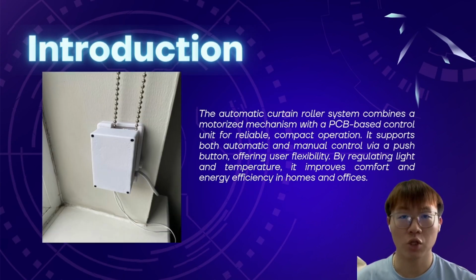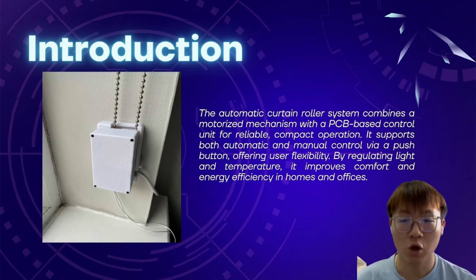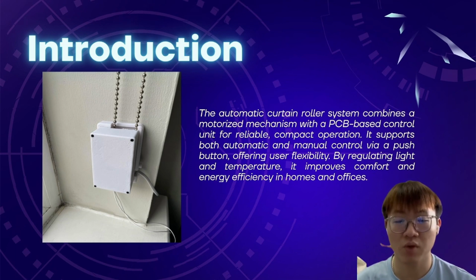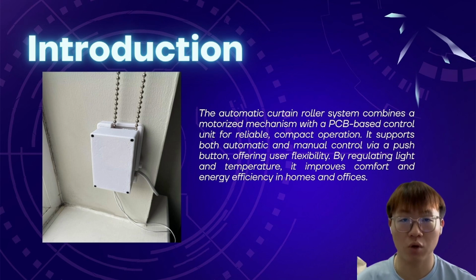First, I would like to introduce our mini project. The automatic curtain roller system combines a motorized mechanism with a PCB-based control unit for reliable, compact operation. It supports both automatic and manual control via a push button, offering user flexibility by regulating light and temperature. It improves comfort and energy efficiency in homes and offices.